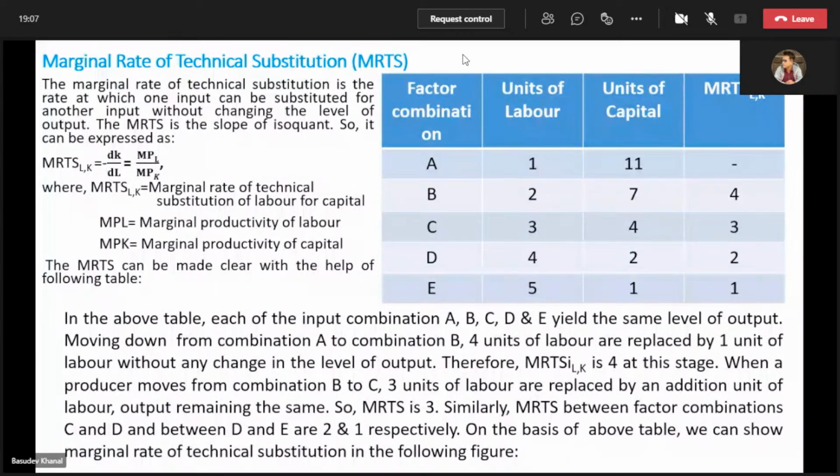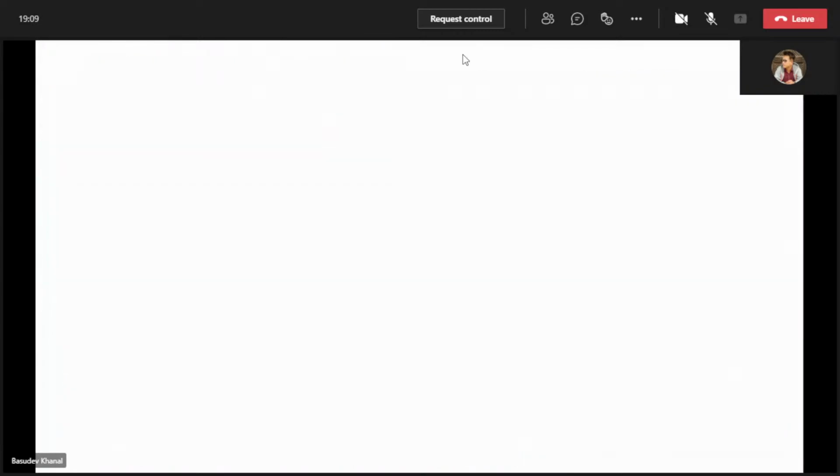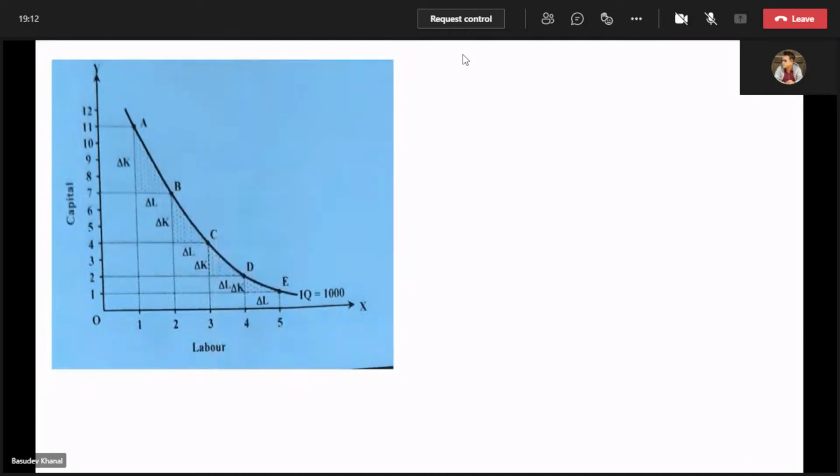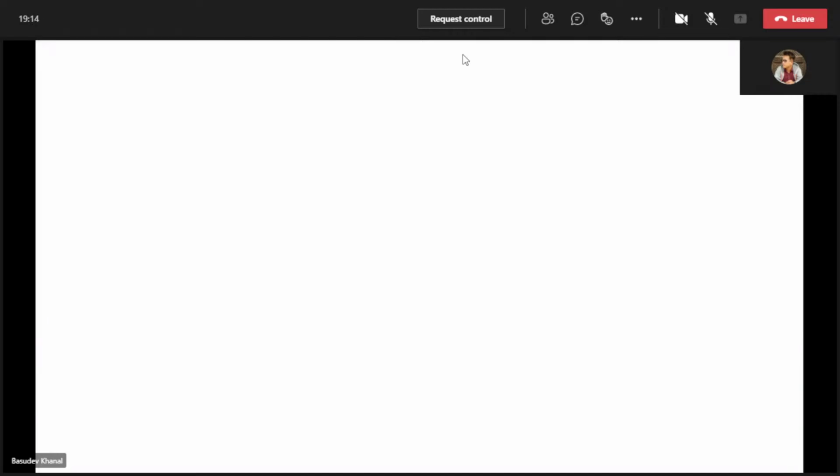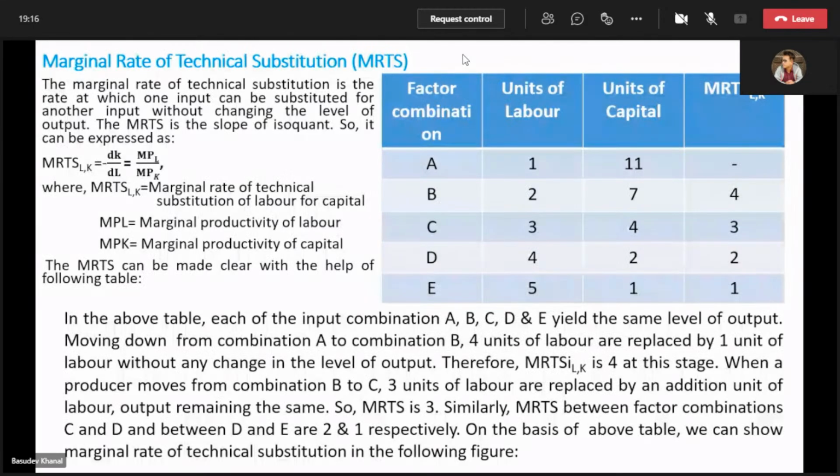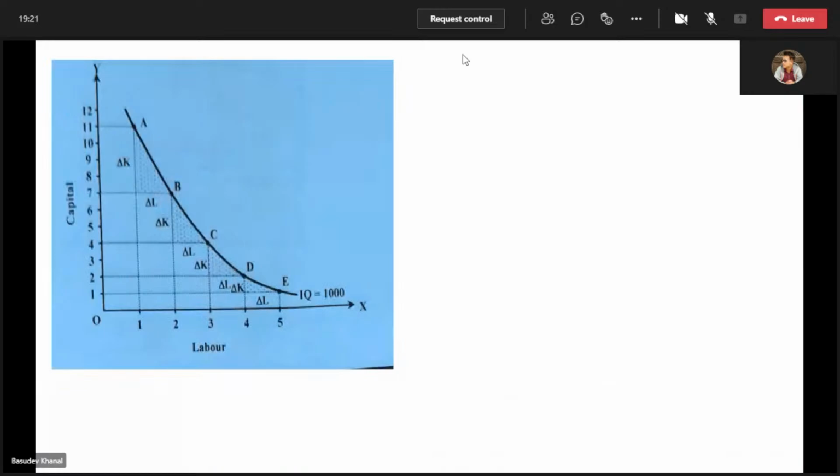Now our next topic. The marginal rate of technical substitution can also be illustrated in the following diagram. You can draw this diagram. Here, when the producer moves from combination, let's say from A to B, the capital is reduced by delta K, that is 4 units, to increase 1 unit of labor from 1 to 2 by delta L.